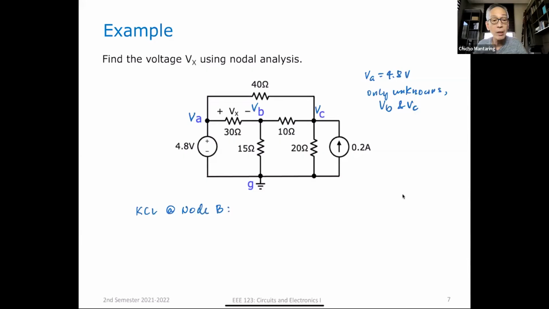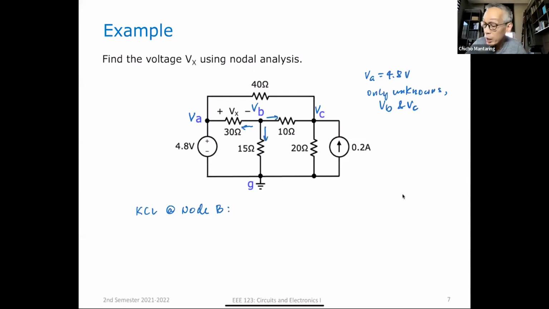The usual convention is we assume that the currents are flowing away from the node, unless the current is already fixed by some other means. But the usual convention is we assume the currents are flowing away from the node. So we have three currents flowing away from VB: this is one current, this is another current, and this is another current.